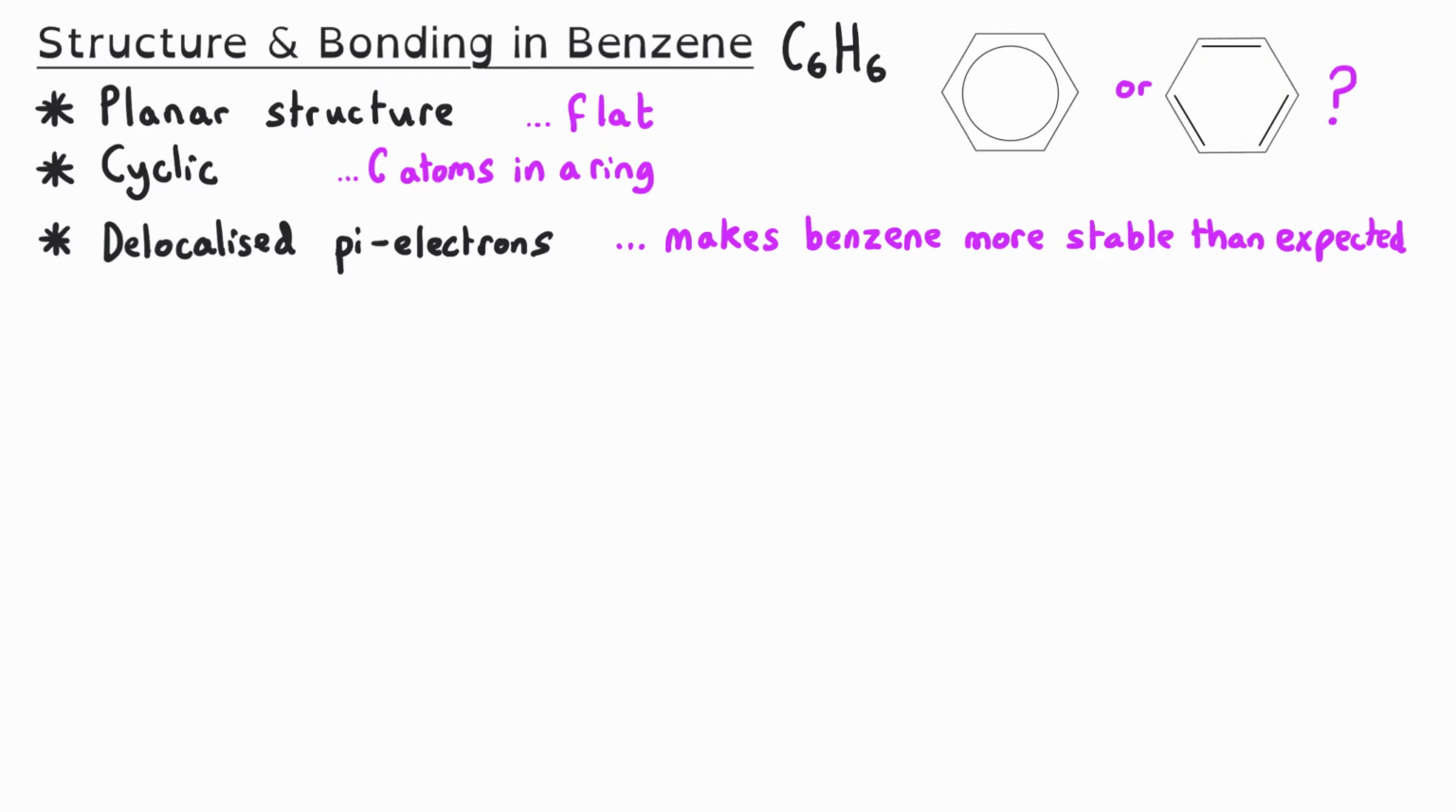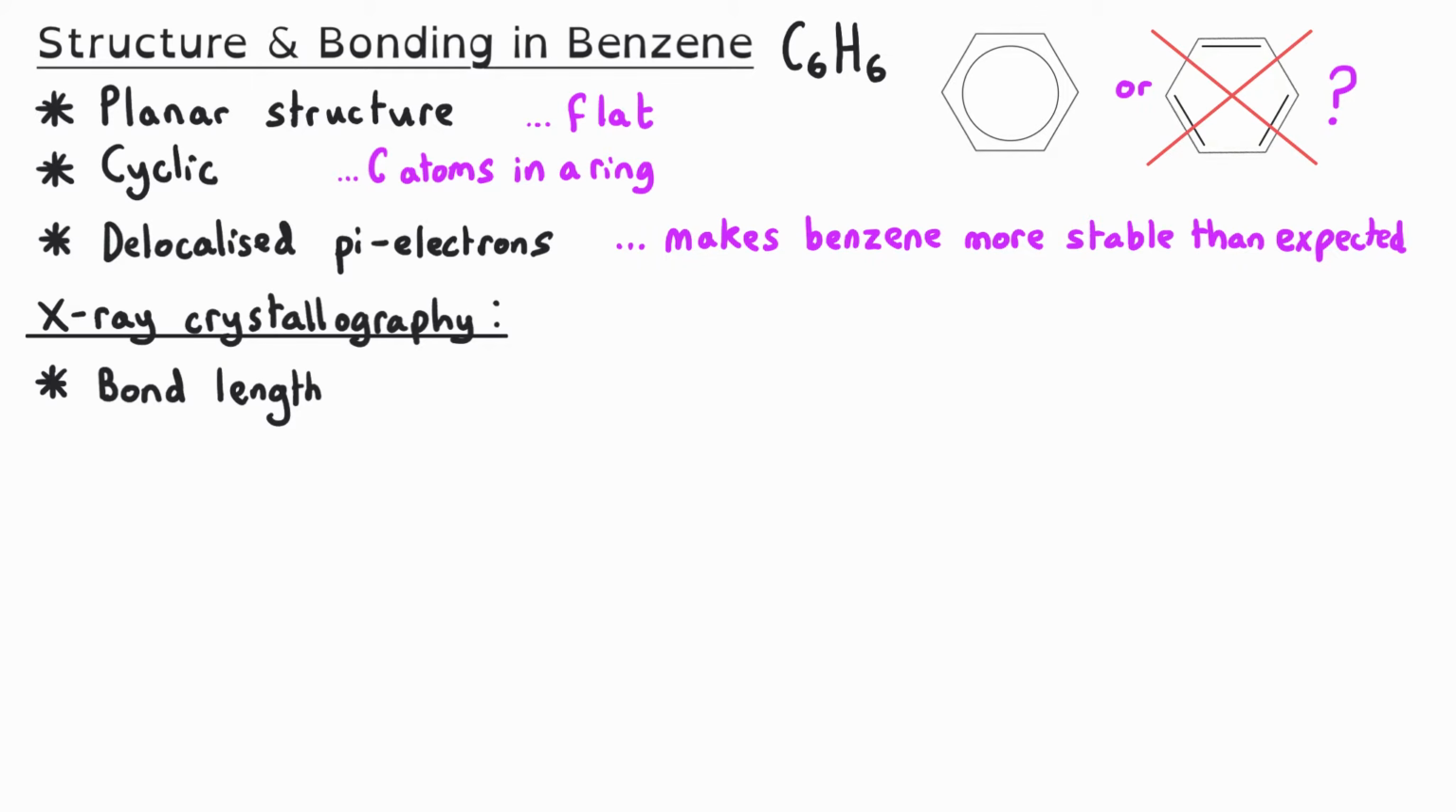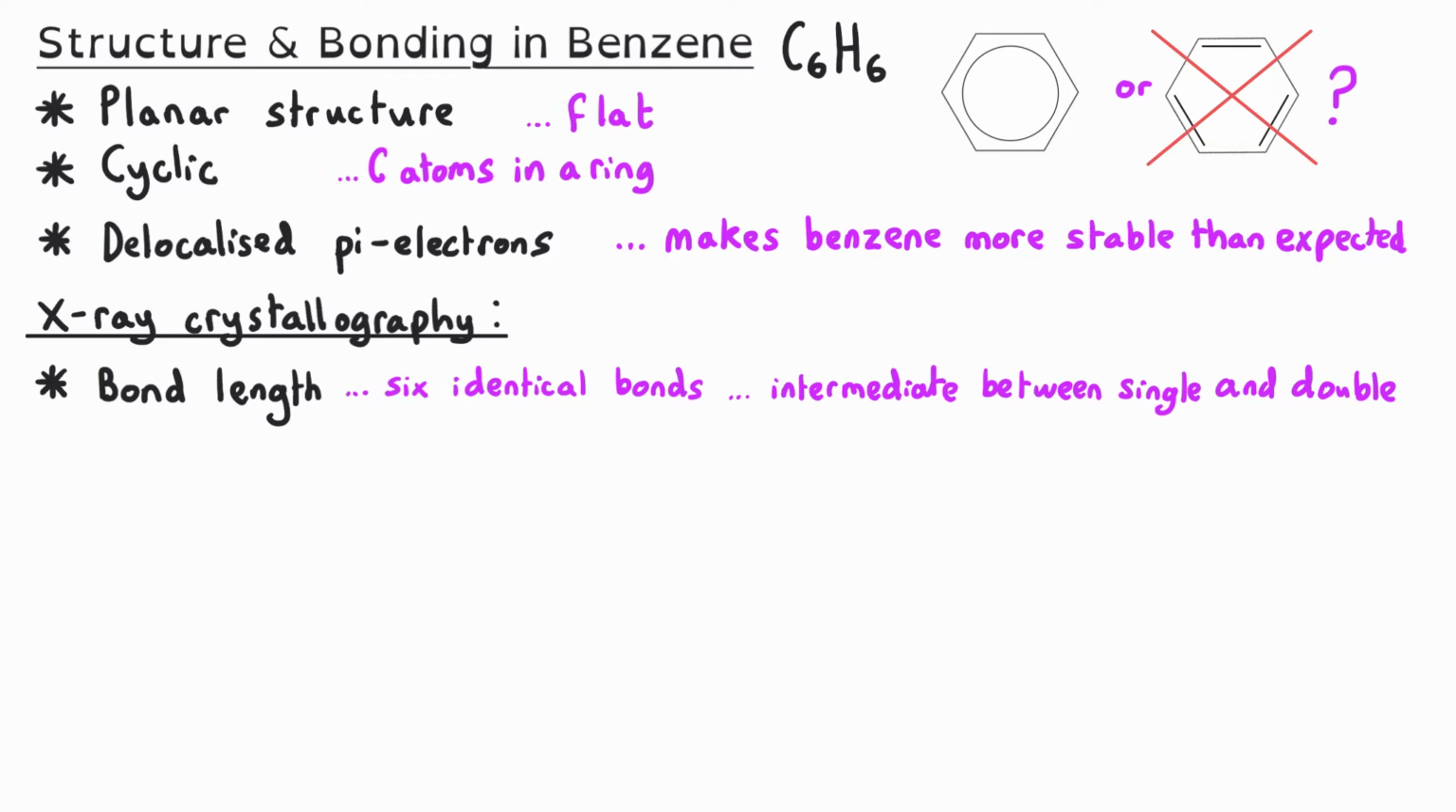One proposed structure for benzene was cyclohexane-1,3,5-triene. Using X-ray crystallography, scientists were able to provide evidence that this was in fact not the structure of benzene. It was found that benzene had 6 identical carbon-to-carbon bonds, and that the length of these bonds was intermediate between single bonds and double bonds.